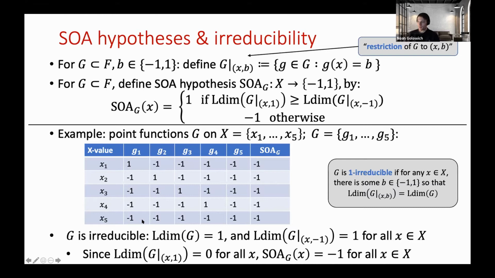So why is this the case? Well, let's focus on x1, for instance. When we restrict the class G to the set of hypotheses which take the value -1 on x1, we get g2 through g5. And the set of such hypotheses shatters, for instance, x2, or x3, or x4, or x5. So it must have Littlestone dimension 1.